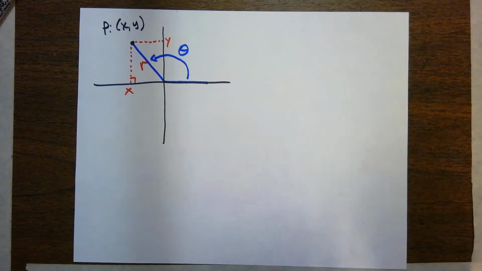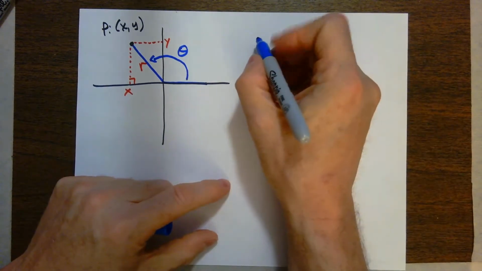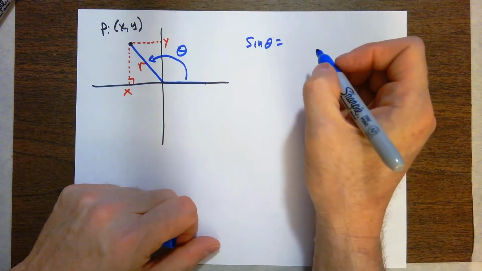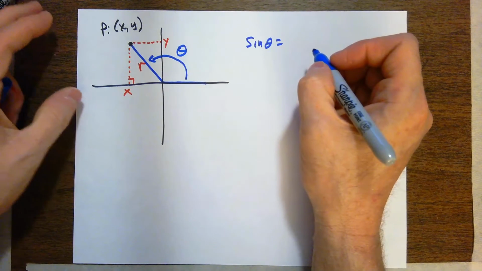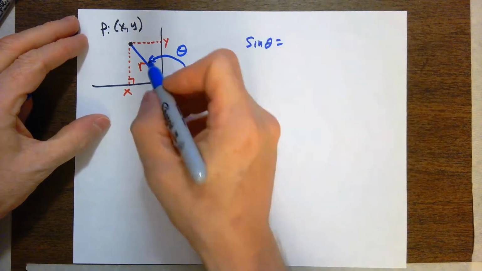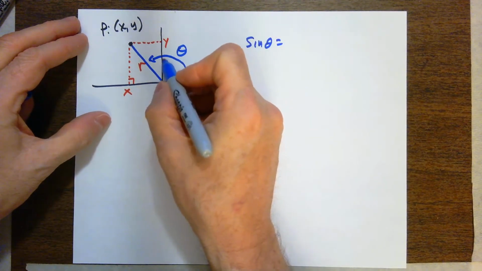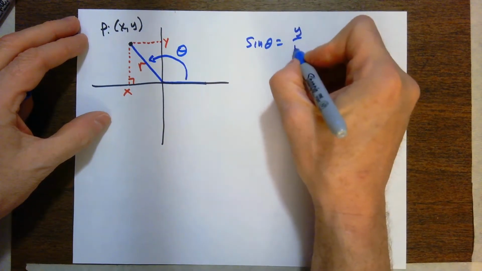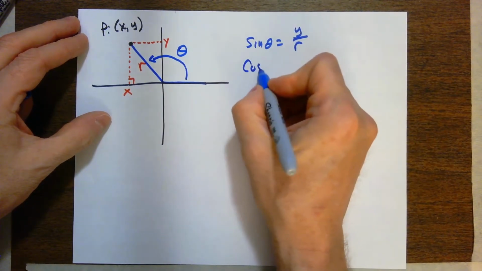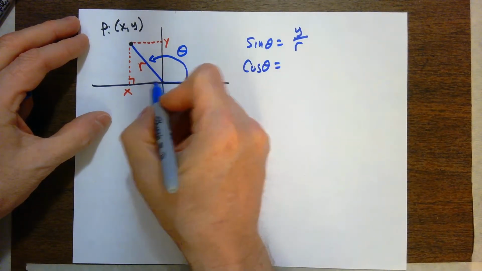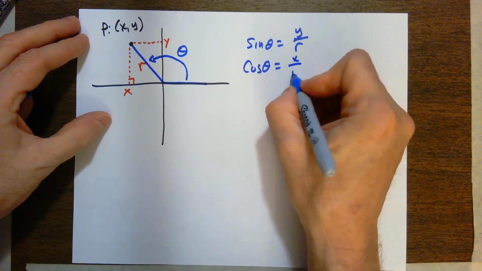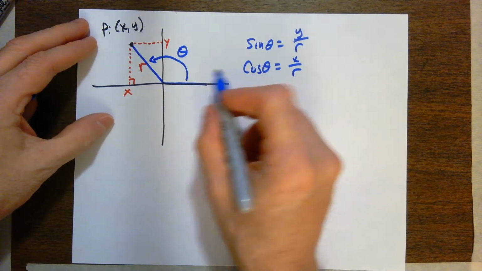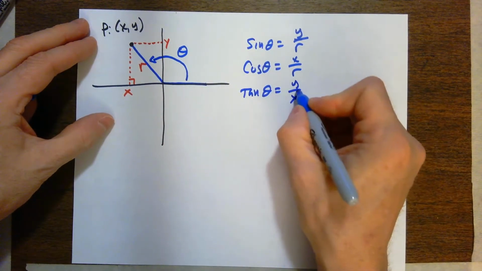So if I want to take a look at my theta, and I ask myself, what's the sine of the angle, the sine of theta? Sine of theta is opposite over the hypotenuse. The opposite is this value here, not x. This would be the y value over the r value. What's the cosine? It would be the adjacent over hypotenuse, x over r. What's the tangent of my theta? The tangent, opposite over adjacent, would be y over x.